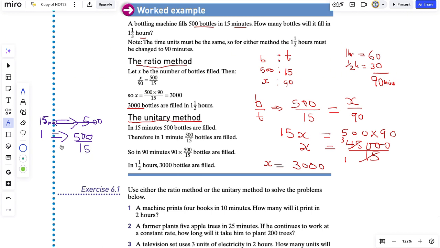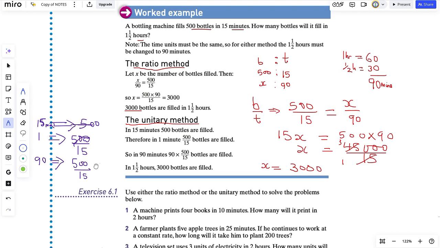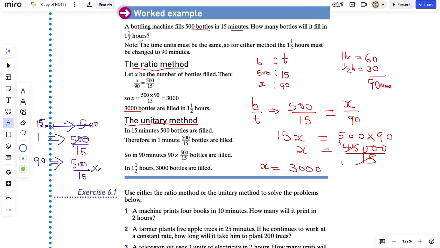So in 90 minutes, you know 1.5 hours is 90 minutes, right? Remember that. We already converted that, I don't want us to go through that again, because they say in 1.5 hours, how many bottles will you fill? So in 1.5 hours, which is equivalent to 90 minutes, it will be 500 over 15, the 1 minute that you already designated, multiplied by 90. In 90 minutes, you multiply by 90. If they say in 150 minutes, you multiply by 150. It depends on whatever they've asked.